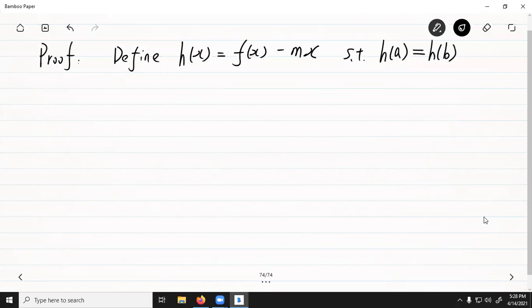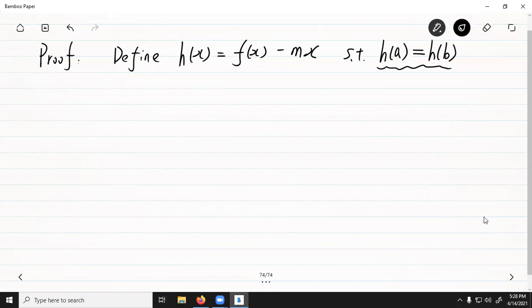Right? We want to construct this kind of function to make this one true, because we want to use the Rolle theorem. Then we can use the Rolle theorem on this one, right? So what is the m we choose? Which m should we choose?